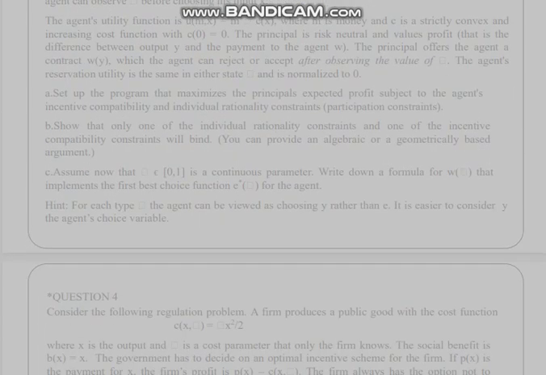The agent can observe θ before choosing his input X. The agent's utility function is U(M, X, θ) equal to M minus θC(X), where M is money and C is a strictly convex and increasing cost function with C(0) equal to 0. The principal is risk neutral and values profit. That is the difference between output Y and the payment to the agent W.